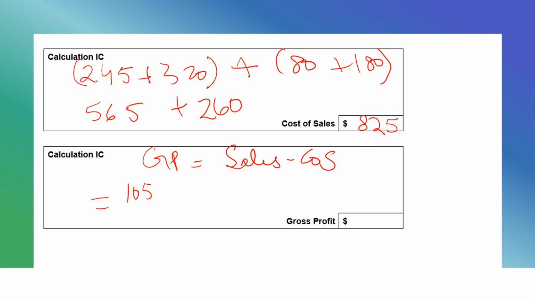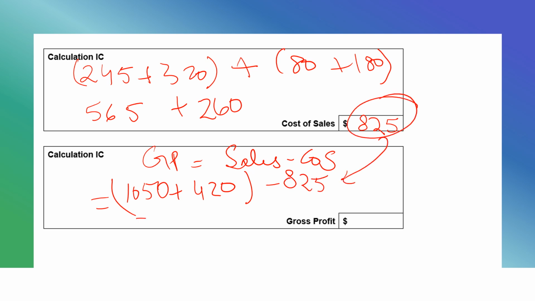You would get 1050 plus 420, which would have given you 1470 minus 825, gross profit 645. So comparing the gross profit, FIFO obviously gives us a little bit higher gross profit. Remember, cost of sales in FIFO will always be lower in times of rising prices.